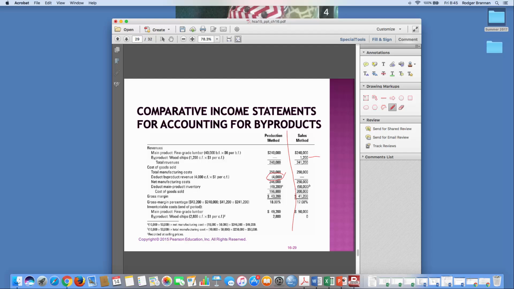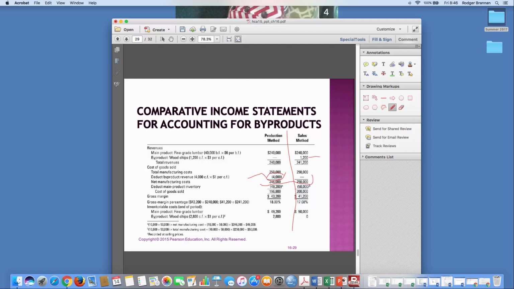Now, the other option I have is to reach into my total production cost. Under the production method, I'm going to create an inventory called wood chips, so I pull out of work in process by making a credit entry of $4,000 and a debit entry to wood chip inventory. Every time I sell the wood chips, I'm going to debit cash and credit wood chips. So my total manufacturing costs are going to be slightly different, $250 under the sales method, $246 over here. So my cost of goods sold and inventory for my good product are going to be somewhat different.